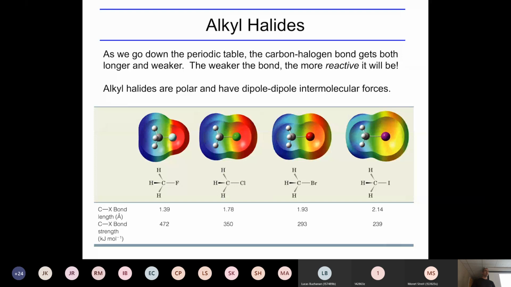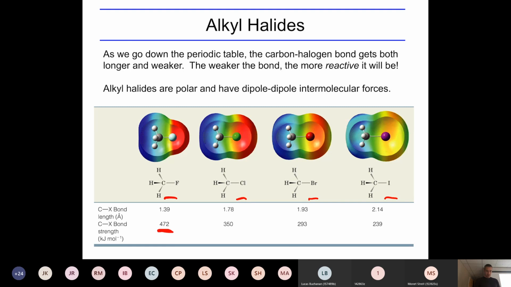Alkyl halides have halogens, which are electronegative, particularly fluorine, which is super electronegative. As you go down, electronegativity drops, but there's still some electronegativity there. If you look at an example, this is methyl fluoride, methyl chloride, methyl bromide, and methyl iodide. All of these have a halogen atom bonded to carbon, and all of these bonds will be polarized towards the halogen. As you go from carbon to iodine, the bond gets longer and longer because the atom it's attached to is getting larger, and the bond strength gets weaker.